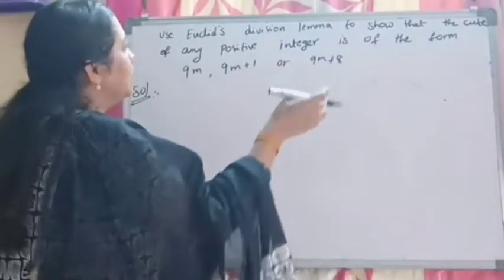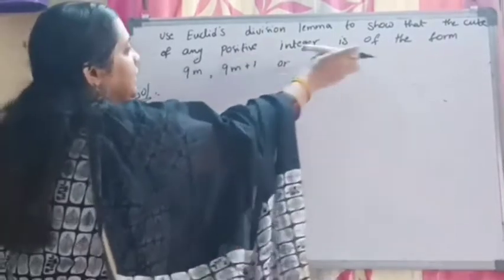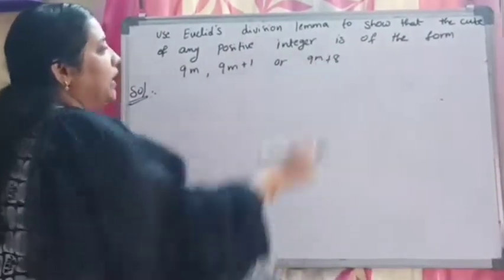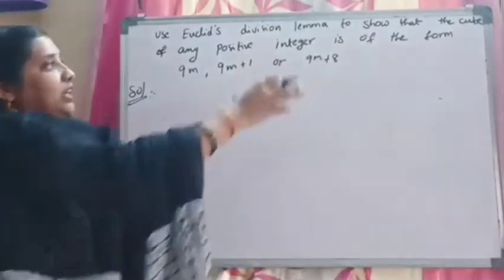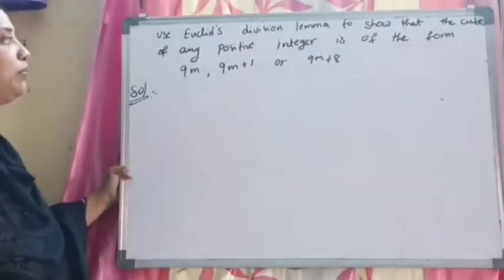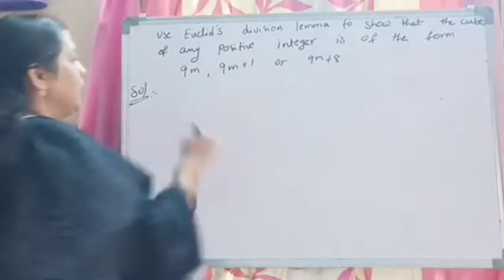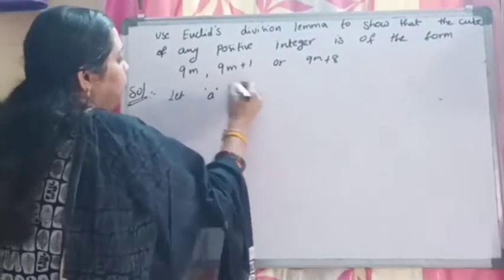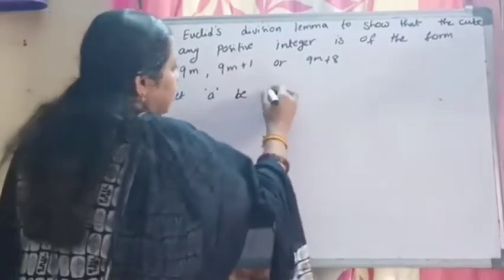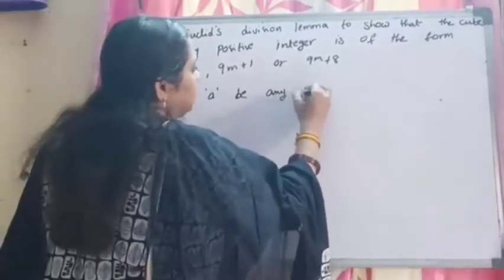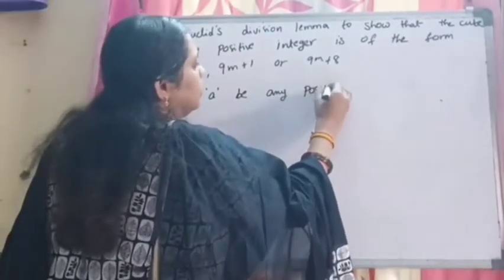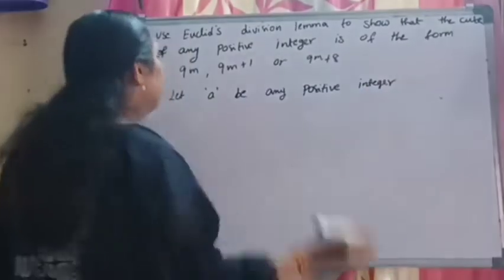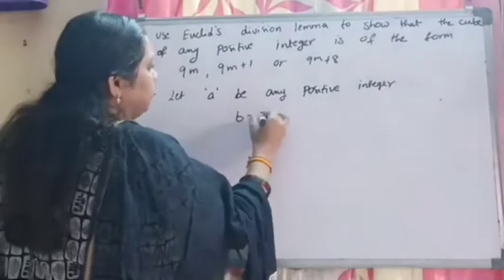Use Euclid's division lemma to show that the cube of any positive integer is of the form 9m, 9m plus 1 or 9m plus 8. Solution. Let a be any positive integer, and b is equal to 3.